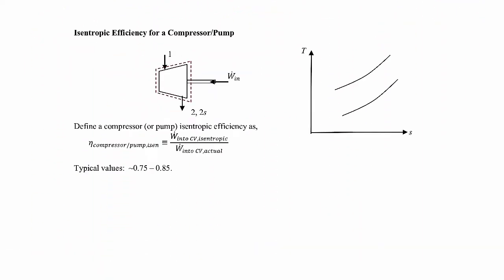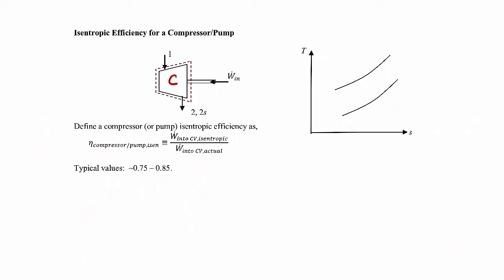Okay, here we're talking about the isentropic efficiency for a compressor or pump. We're going to analyze it in much the same way that we did for the turbine. So here we have our compressor. We have some inlet flow. Generally, the conditions there are known. We're going to put some power into our compressor in order to do work on the fluid. And then we have some actual outlet condition, that's state 2, or an isentropic outlet condition.